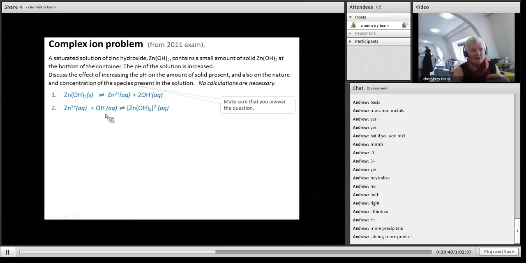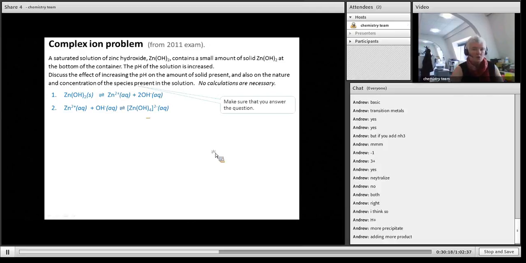The zinc has been fixed in my solution. I'm not increasing or decreasing my zinc ions. They're fixed by the amount I added in the first place. By zinc ions, I mean whether it's in the solid or in the aqueous phase, that's fixed. So if I'm removing the zinc ions to form the complex, then I'm going to get more zinc hydroxide dissolving. So it's a two-step thing.